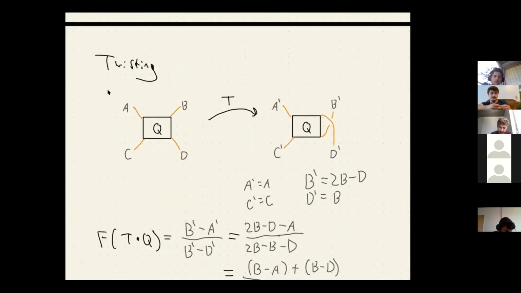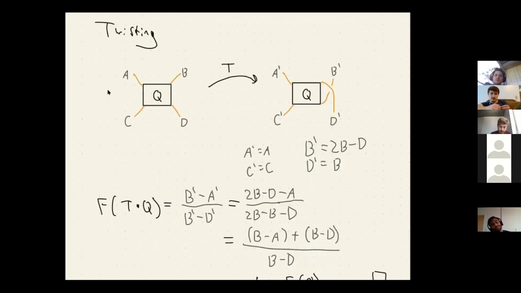When we twist, we need to assign a new coloring. So A prime and A can stay the same, but now we've got another arc. So B prime: this arc previously was this arc, so this is B, and then this arc was D. That tells me that this arc needs to be 2B minus D, so that the average works out. Okay, and then D prime, that's just our strand B.